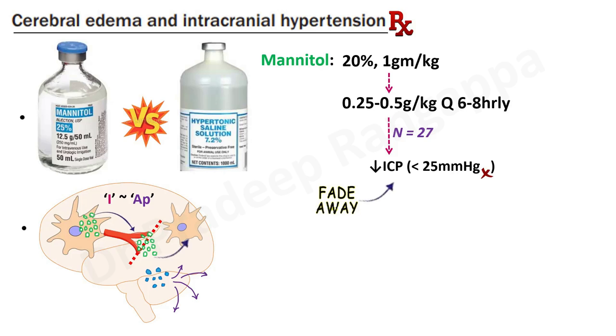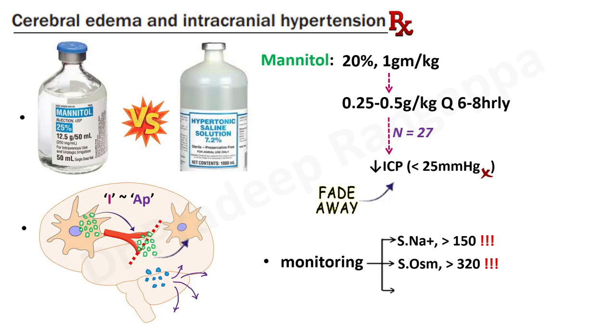Mannitol also has a very temporary effect. It is not a sustained effect, and the effect fades away after some time, which one needs to keep in mind. When someone is using mannitol, one needs to keep a close monitor on the sodium levels, not allowing them to go above 150, and not allowing serum osmolarity to go above 120. And please keep monitoring the renal function, because mannitol can cause acute kidney injury.